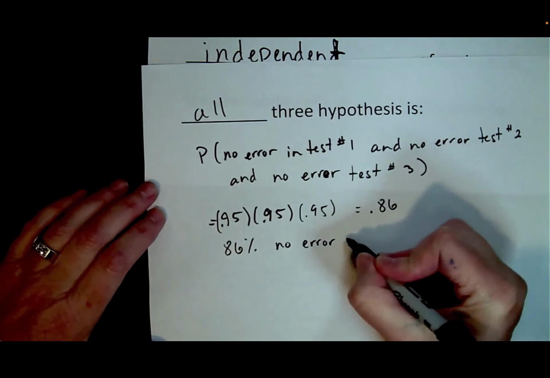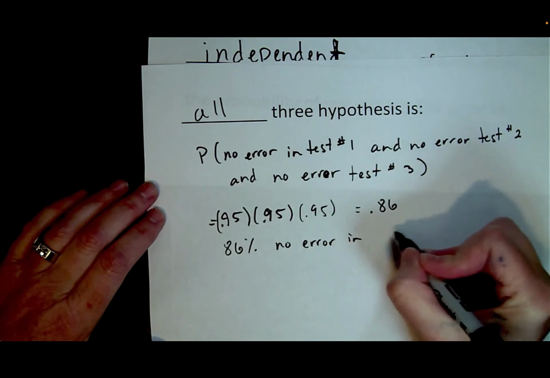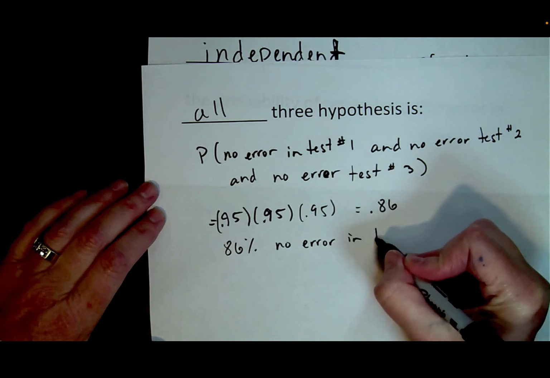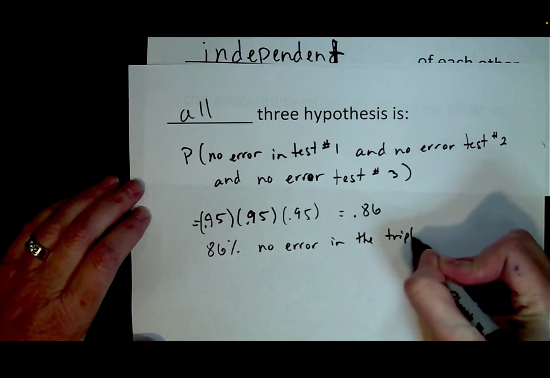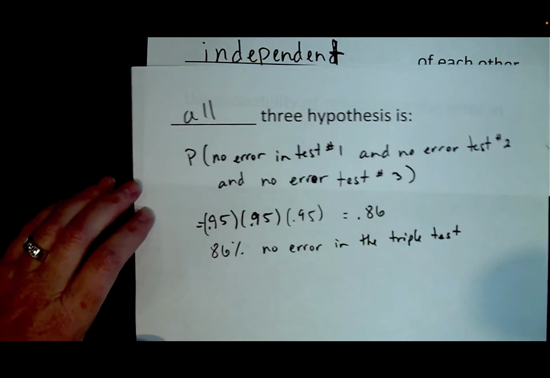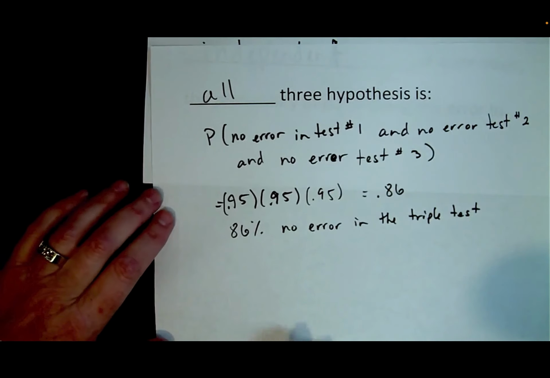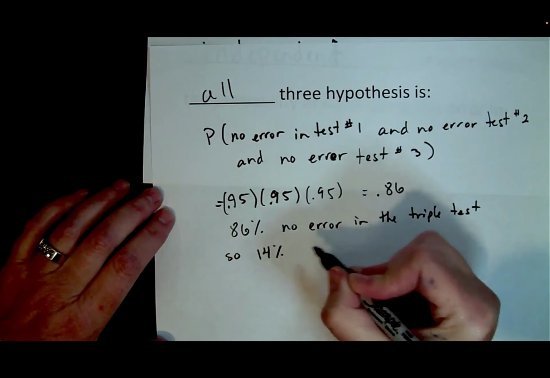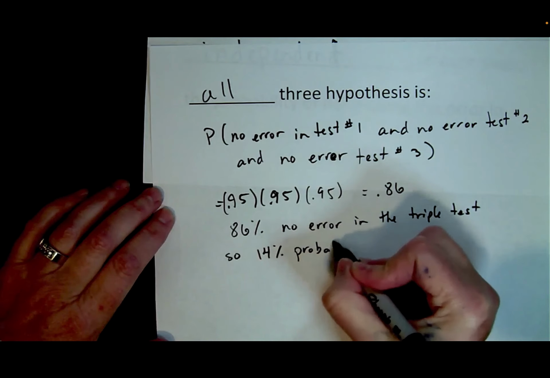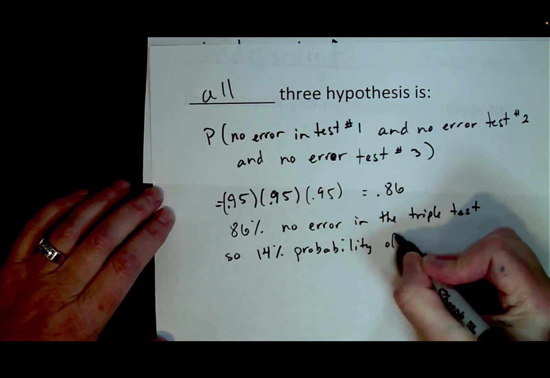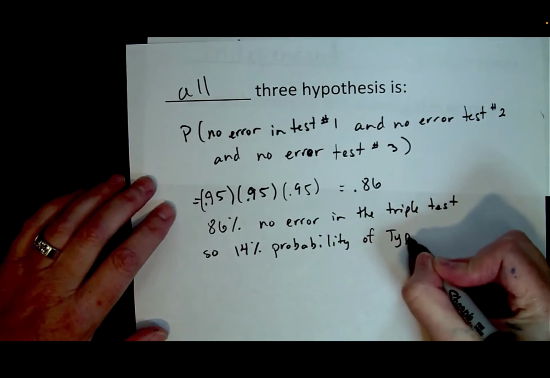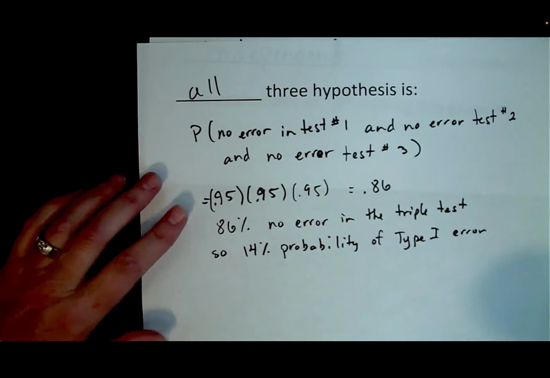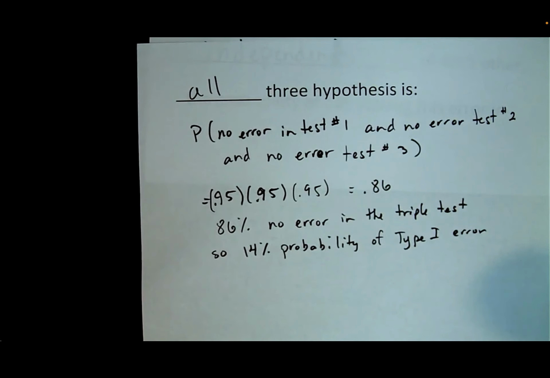But what that means, so I'm going to call that the triple test. Because I'm trying to say that we're looking at all 3 together as like a single procedure. But look at what that means. That means that we have a 14% probability of making a type 1 error somewhere in that triple test, in those 3 tests. That's not what you expect when you're using the alpha equals 0.05 level of significance, right?